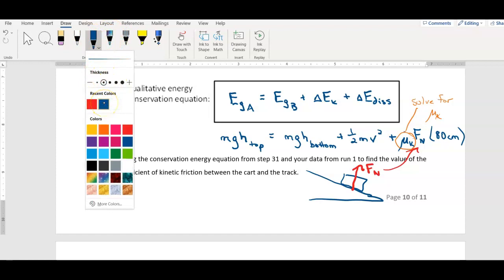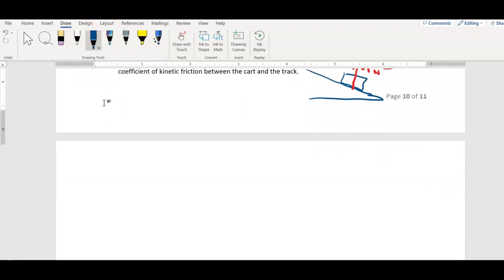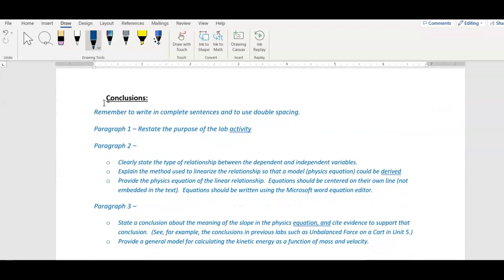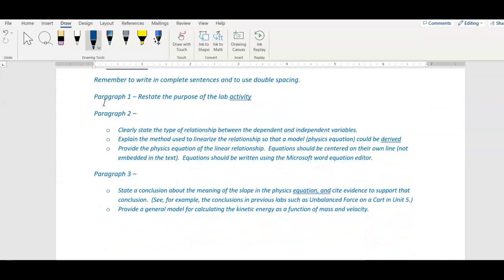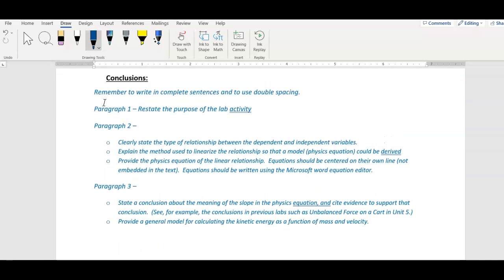Okay, let's see what else. Then in the conclusions, I think I'm going to come to the conclusions in the next webcast and stop this one here. It's getting long.